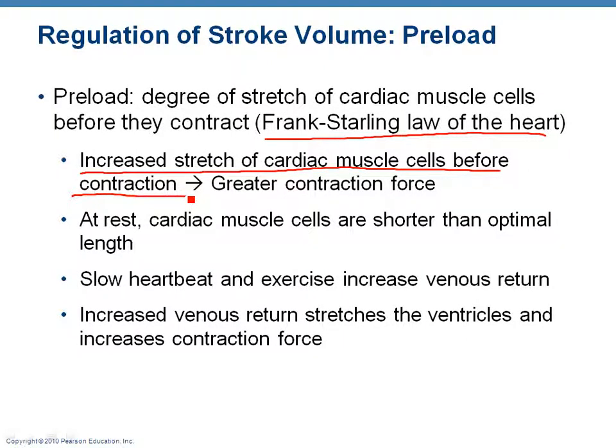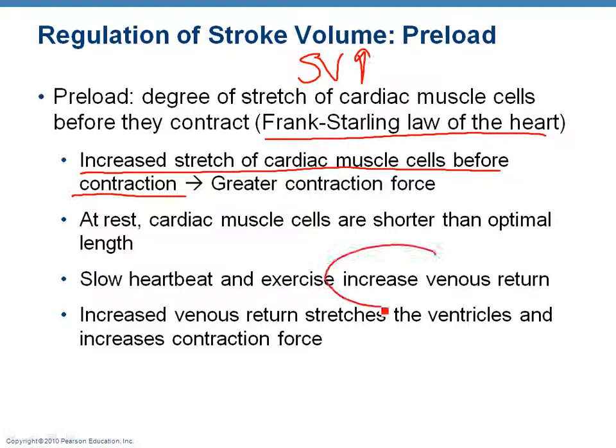Okay, what can we do then? So one of the things that we can do to increase our stroke volume is stretch out those cardiac muscle cells in your right and your left ventricle more before the ventricles contract. How do we do that? How do we stretch the ventricles out?